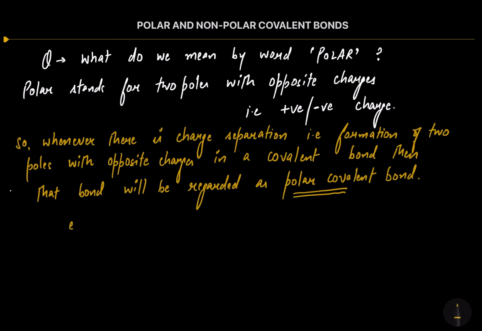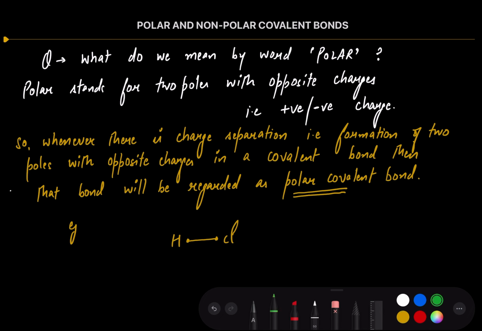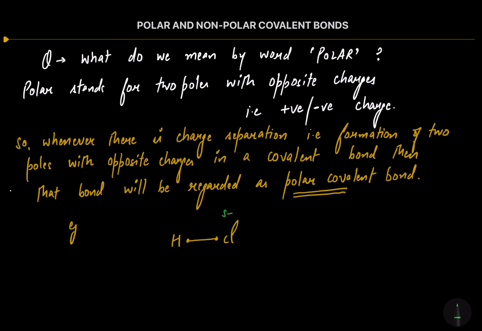Let's take an example. I'm taking the bond between hydrogen and chlorine. In this bond, chlorine will acquire a delta negative charge and H will acquire a delta positive charge. So in this case, hydrogen is one pole with a positive charge and chlorine is another pole with a negative charge. So in this bond, there is a charge separation. So this bond will be called a polar covalent bond. The reason for charge separation will be discussed in the further lecture.